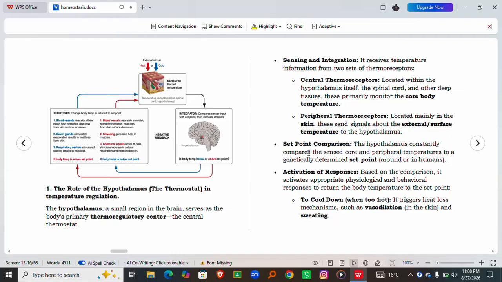So this is a summary of how the body responds to increased temperatures and decreased temperatures. Let us look at this flow chart.